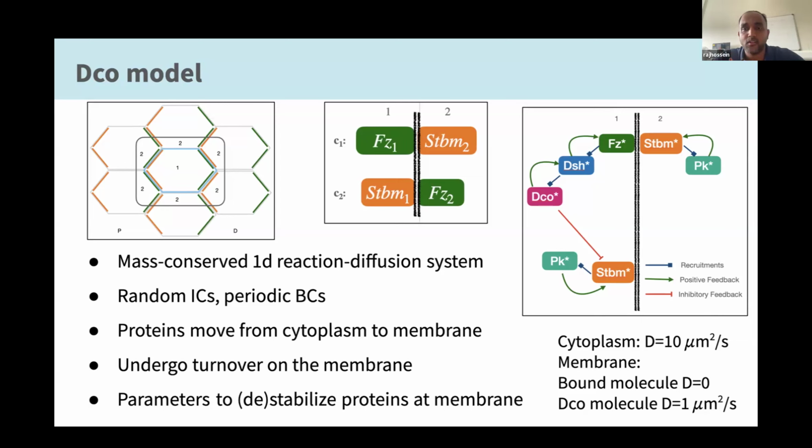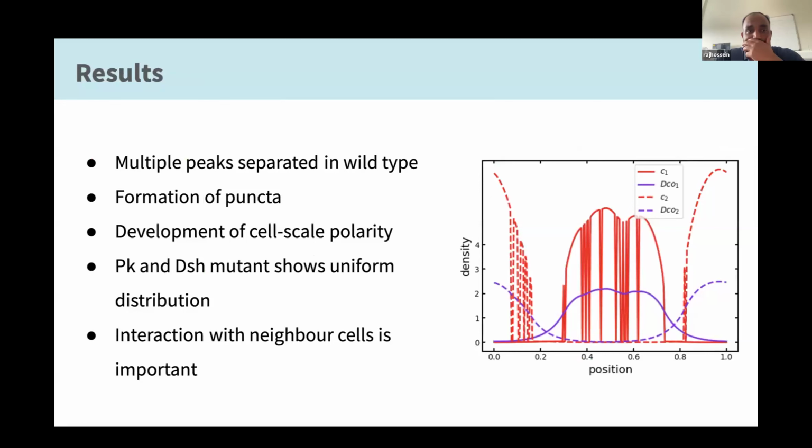So how, with this simple feedback mechanism, can we actually get this cell scale polarization, that I'll talk about. The key parameters in this simulation are the destabilization parameters of the protein at the membrane, which will come later. The results are that we see multiple peaks of these molecules, and they are separated at the cell scale. The solid line is the C1 complex, and the dotted line is the C2 complex. Here you see that the C1 complex is localized in one place, and the C2 complex in another place.